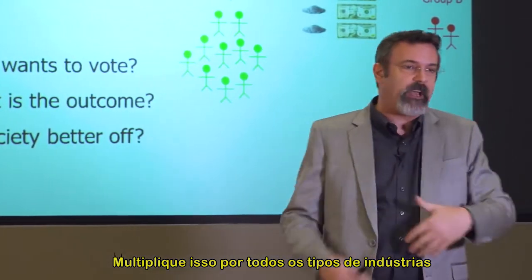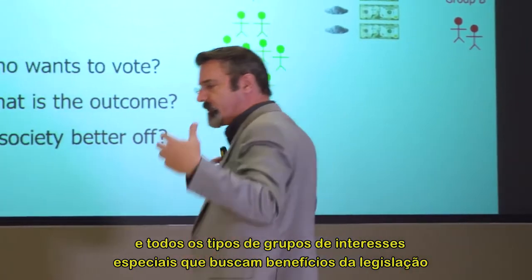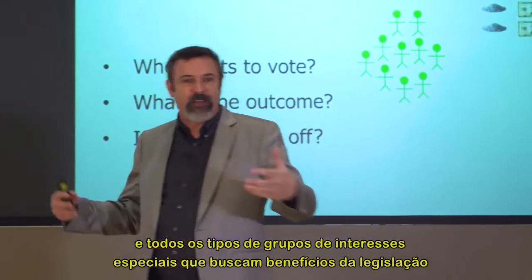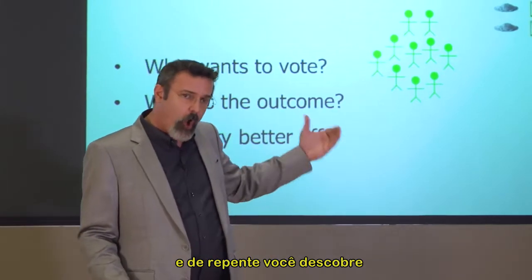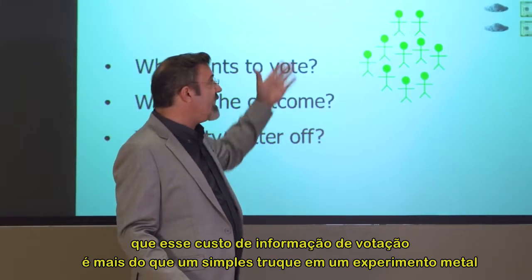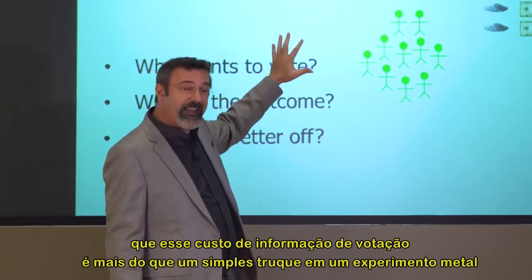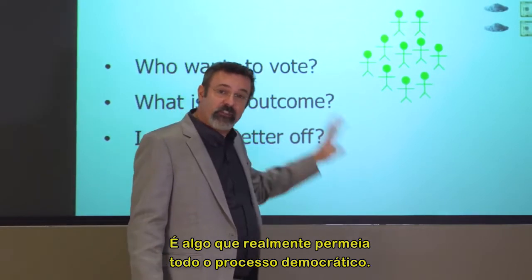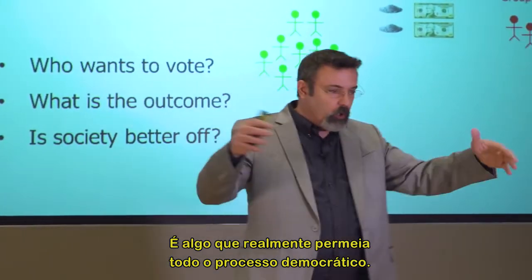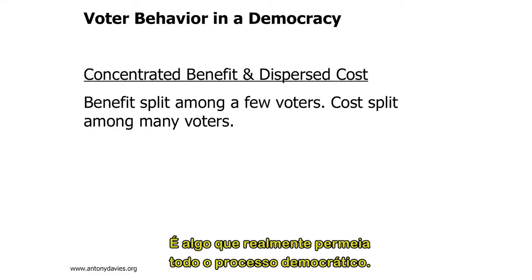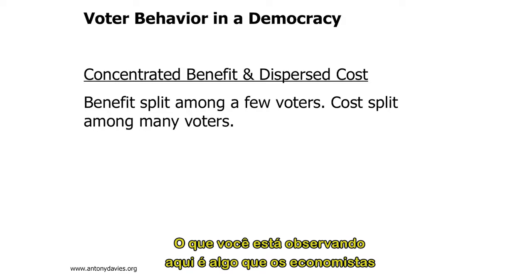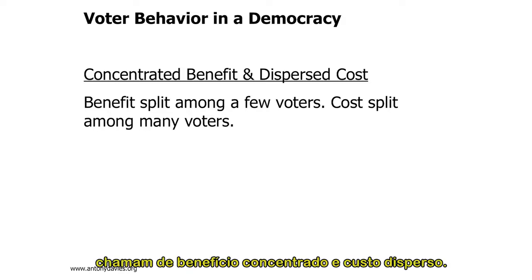Now multiply this by all sorts of industries and all sorts of special interest groups that are looking for benefits from legislation, and all of a sudden you find that this information and voting cost is more than simply a trick in a thought experiment. It's something that actually pervades all of the democratic process. So what you're observing here is something economists call concentrated benefit and dispersed cost.